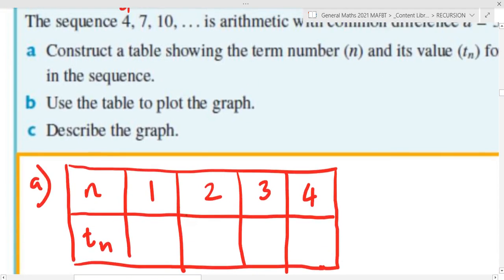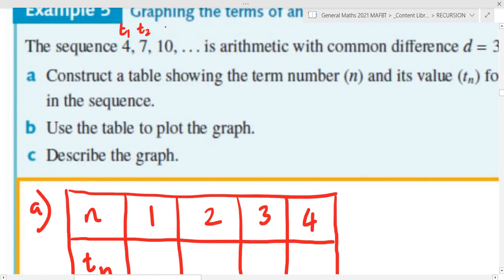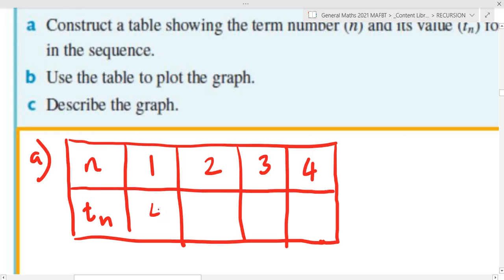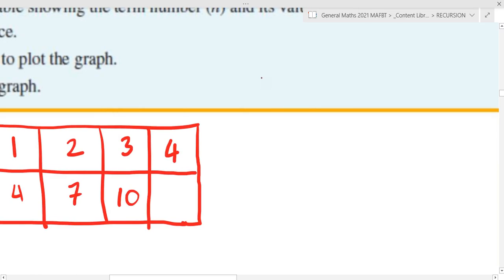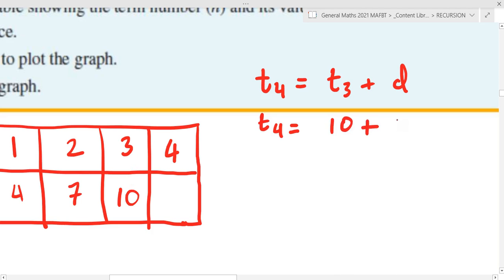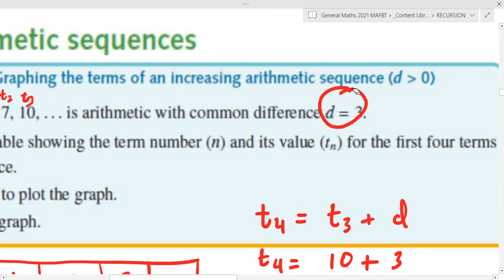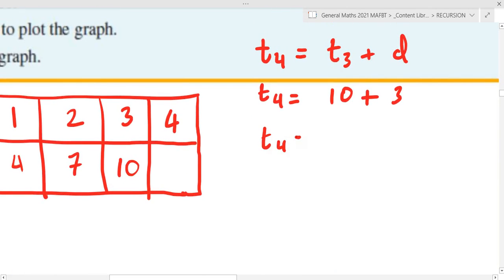I can already see T1 is 4, T2 is 7, and T3 is 10. So let's put that in. You've got 4, 7, 10. The common difference is +3. So if we did Joseph's way of working out, term 4 would be T3 plus the common difference. T4 equals term 3, which is 10, plus 3. Remember, the common difference was 3. So term number 4 is equal to 13. Now, you don't necessarily have to show all of this, but it's a good idea to. It makes it easy for us to give you more marks, so I can see your thought process. So term 4 is 13.